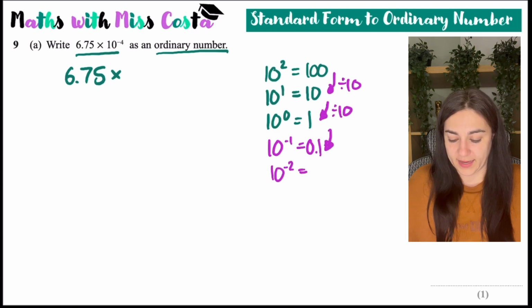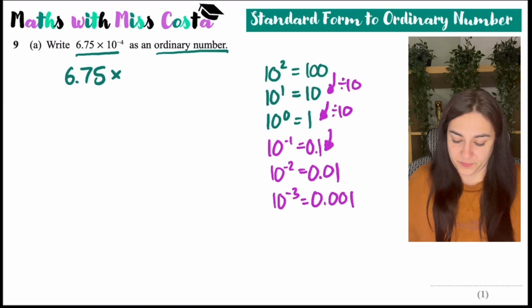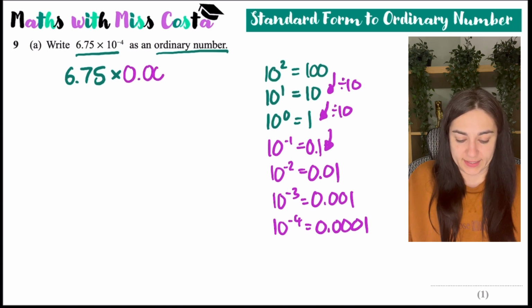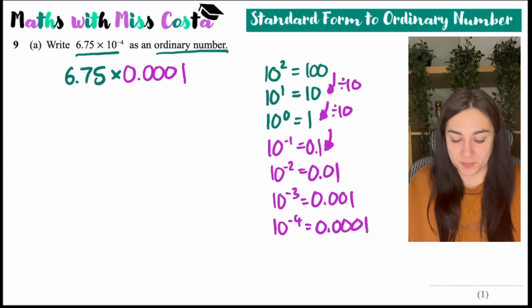What would I do next? I would have to divide by 10 again. Divide by 10 again, and divide by 10 again. So 10 to the power of minus 4 is 0.0001. So I can do it like that and multiply it like a decimal.